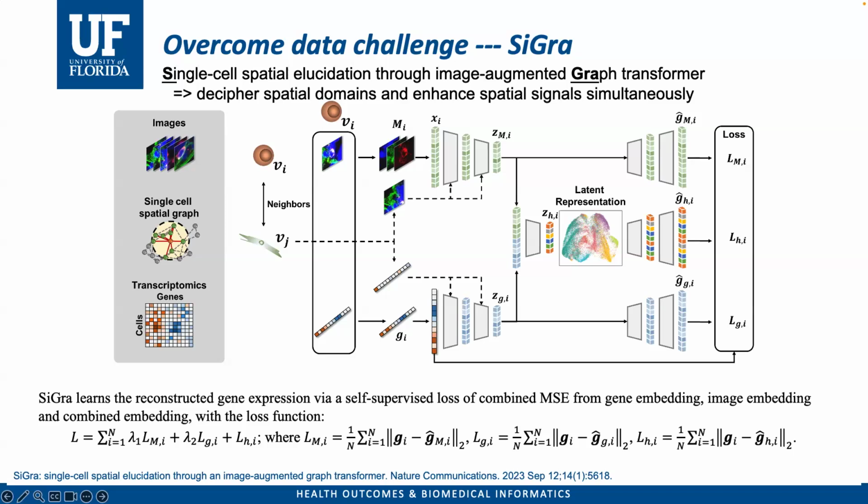We actually got two outputs derived from this model. One is this latent representation, which we will use to do the cell clustering, so that we know which cells belong to a specific cluster that belongs to a specific cell type. We also get this GHI, which is used as the reconstructed gene expression data. That is what we call enhanced gene expression, because it merges the image information as well as the gene expression.